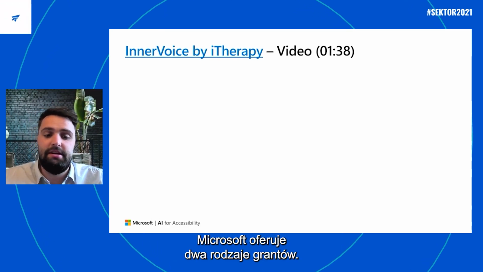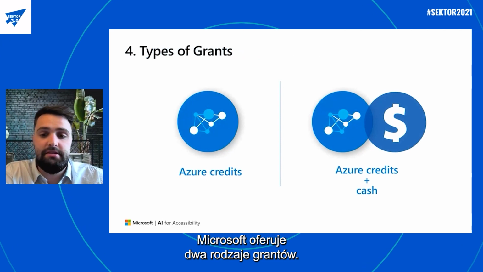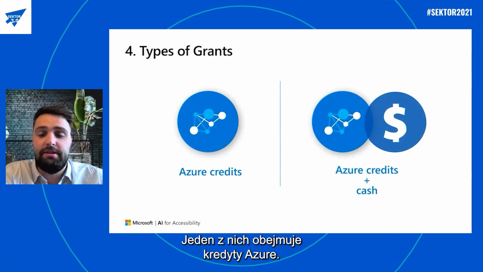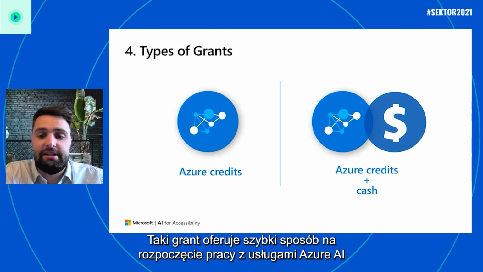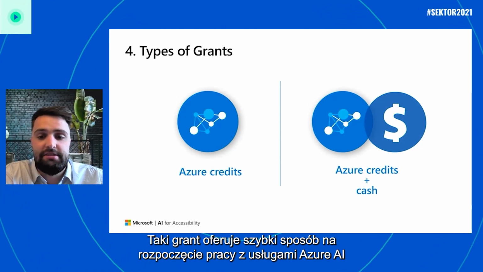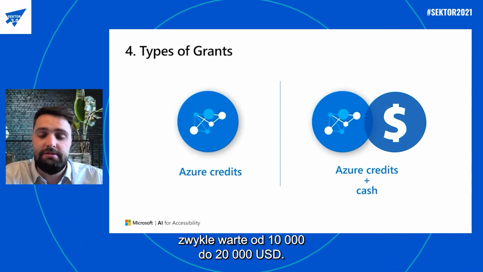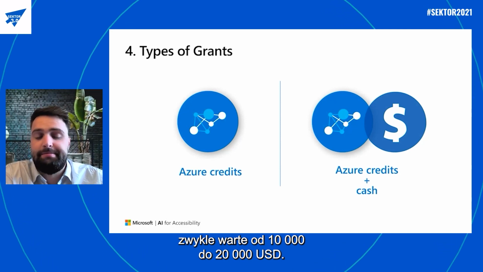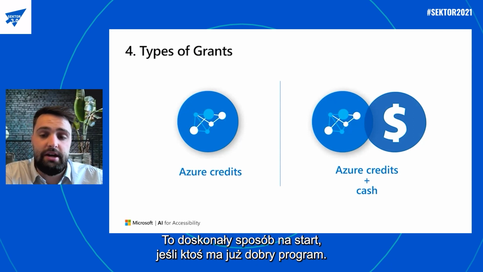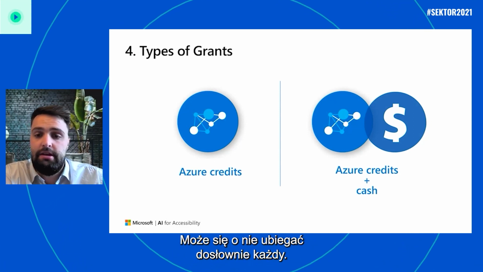We have two different types of grants at Microsoft. There's one with Azure credits. This is the fast track to get up and running on Azure AI services with Azure compute credits. It's usually worth between $10,000 and $20,000. So this is a way to get started if you have a good program. This is something that everyone can apply for.